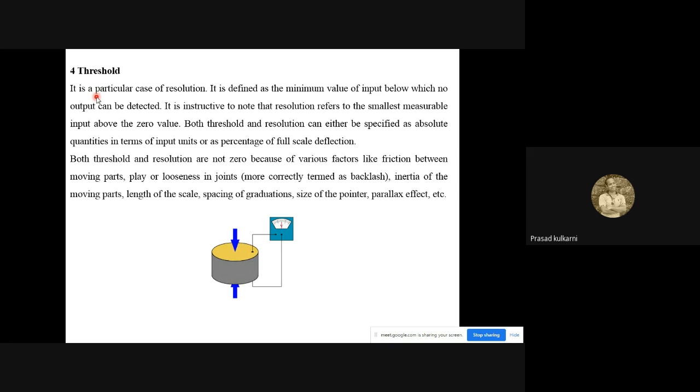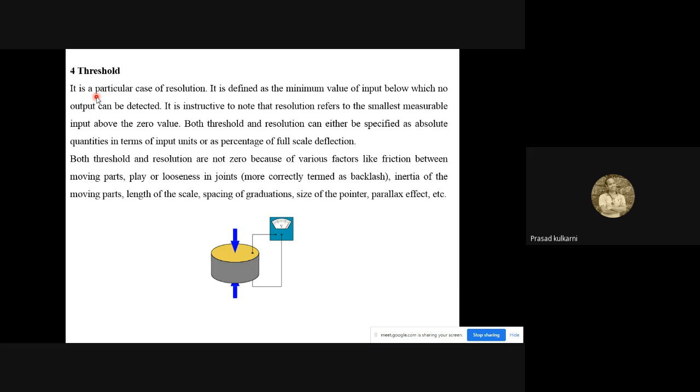मतलब वो इंस्ट्रूमेंट का एक लिमिटेशन है, आप ऐसा समझ सकते हो कि लिमिटेशन है। मेरा जो शाफ्ट का डायमीटर है वो 2 mm ही दिखाएगा, 2 mm के नीचे नहीं दिखाएगा। ये इंस्ट्रूमेंट जो है वो 2 mm से ज्यादा ही दिखाई देगा। So it is defined as the minimum value of input below which no output can be detected.